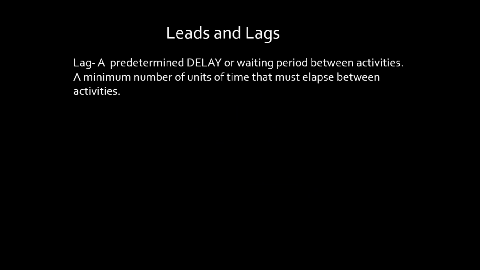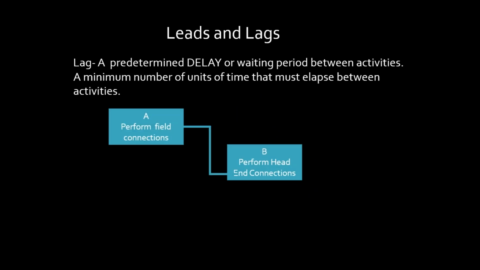A lag is the other way, where I actually push back a successor activity. So I put a predetermined delay in between activities. Looking at this one here, it's a start to start +3, right? In this example, it means that I've started the field connections, and I got the first 3 days' worth finished before I started to do the head end connections. So when my tech shows up, there should be a whole bunch of cable waiting for him from the field, sitting there next to the panel waiting for him to cut down.